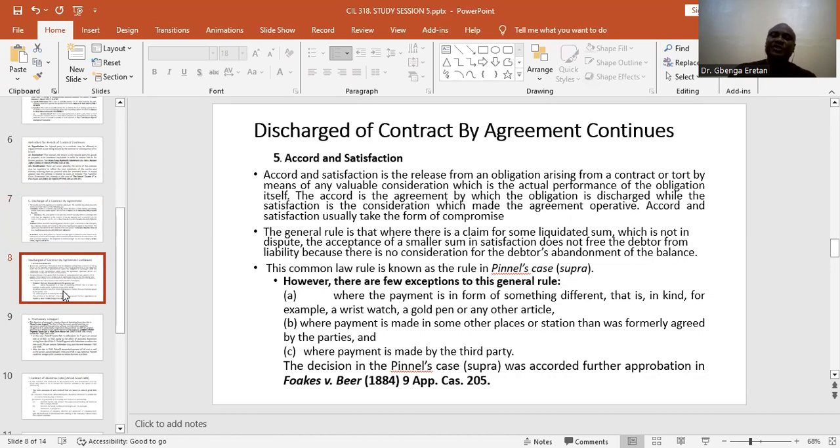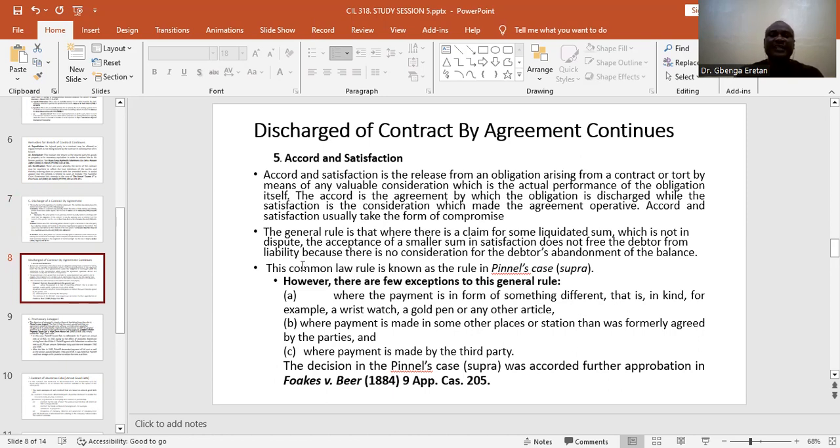Then we are still discussing discharge of a contract by agreement. We talk about accord and satisfaction. An accord and satisfaction is a circumstance where a person pays a lower amount than the amount he owed to another person in order to discharge the debt. We say accord and satisfaction arises where a person is released of a debt by receiving a lower amount compared to the amount that is being owed to that person. That is what we refer to as accord and satisfaction.